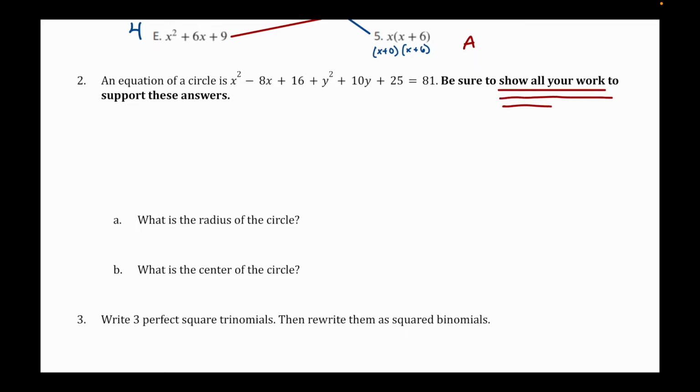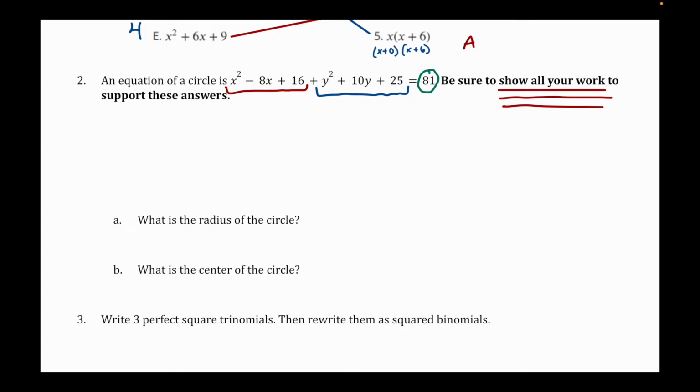I'm going to make sure I'm writing everything down here, and we're going to do that by separating these into pieces that we can factor. This lesson goes into a bunch of things about perfect square trinomials, and you can see we actually have 2 perfect square trinomials here. And the nice thing is that the 81 over on the side here is going to be our r squared.